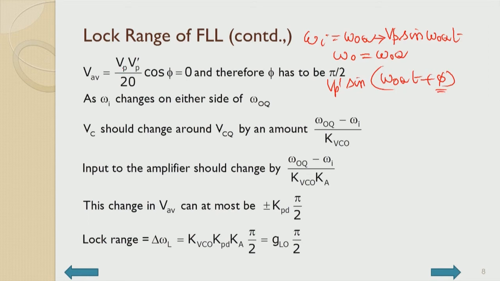Then the output average of the low pass filter is going to be Vp Vp dash by 20 cos phi, but this has to be 0 because the frequency should remain the same as omega naught q. It should not change. For it not to change, nothing should change at the input of the VCO. That means the input of the VCO should be at VCQ. That means this average should have no effect at the output of the amplifier. That means cos phi should be 0, or phi should automatically get adjusted to pi by 2.